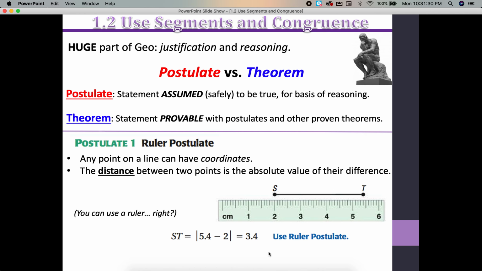So note here that when I talk about the measurement of segment ST, I don't have a bar over this ST. I've made a pretty big deal about this in section 1.1.